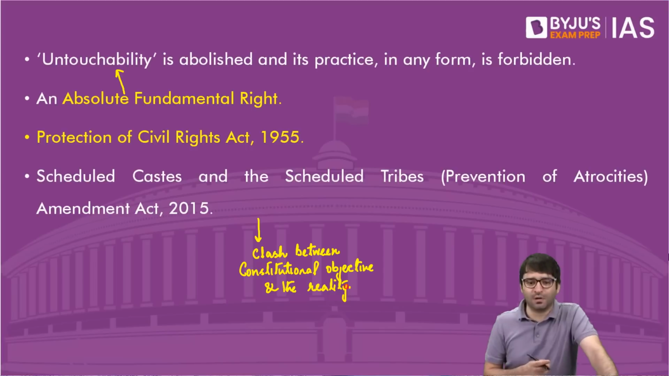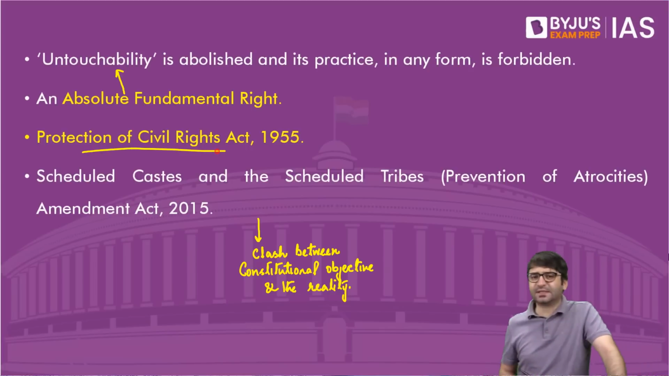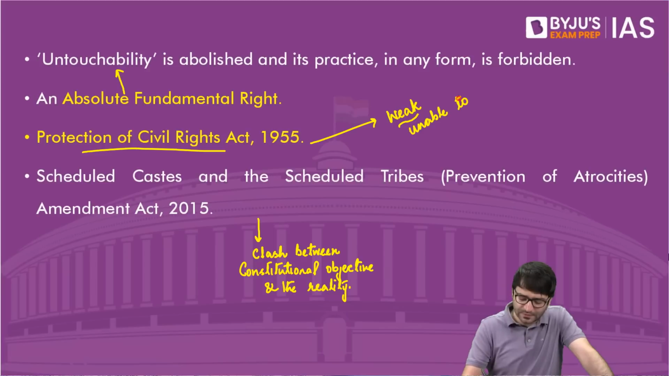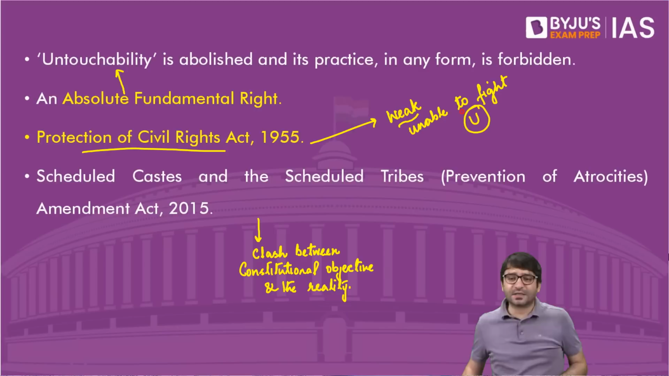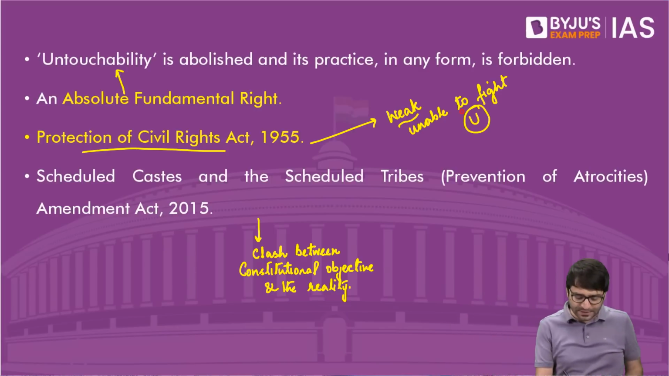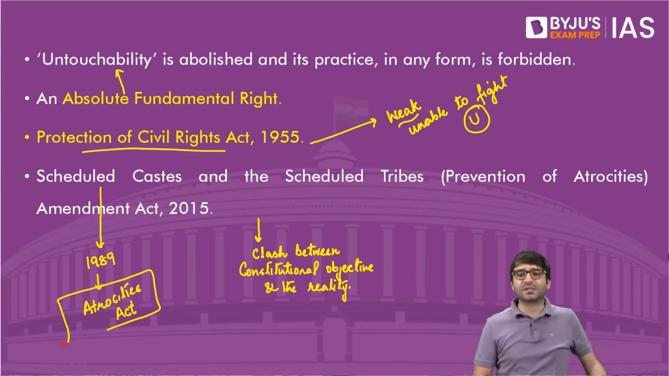But what if somebody practices it? For that, we had a law known as Protection of Civil Rights Act 1955, which was considered to be weak, which was considered to be unable to fight untouchability. And that is why we needed a stringent law. We needed a tougher law. And that tougher law was passed in the year 1989, which is normally and commonly known as the Atrocities Act.